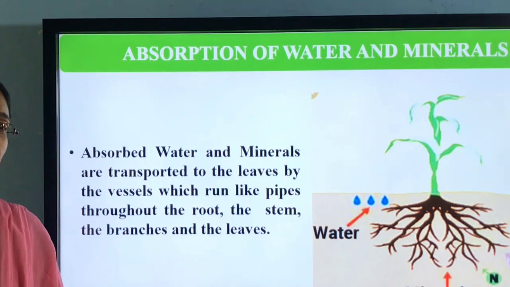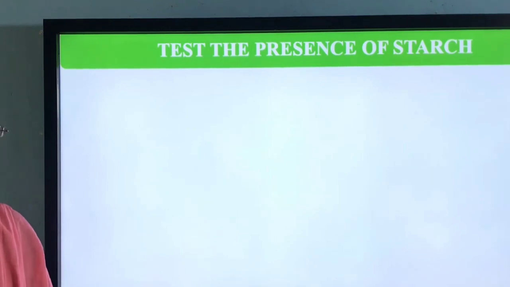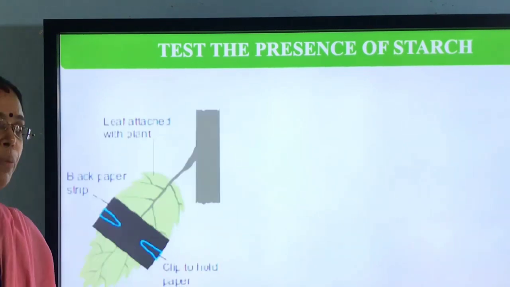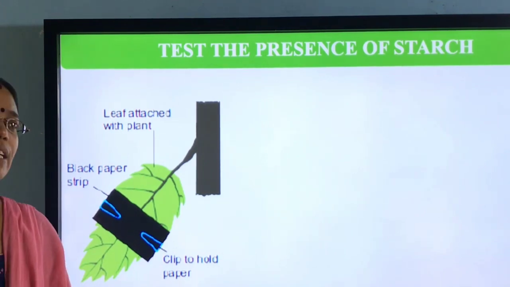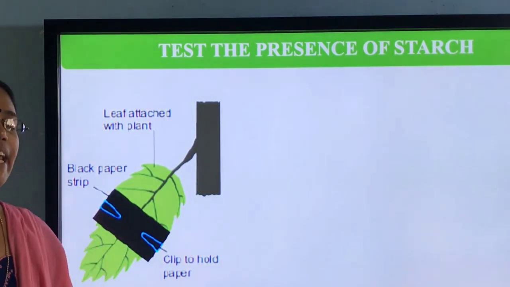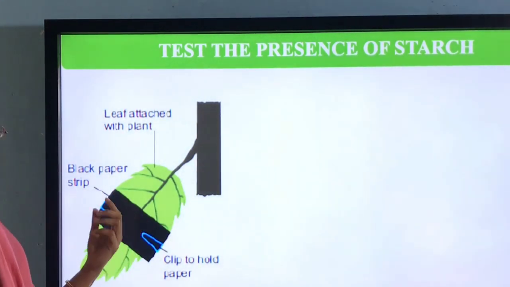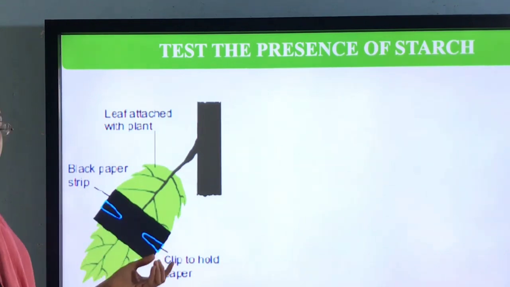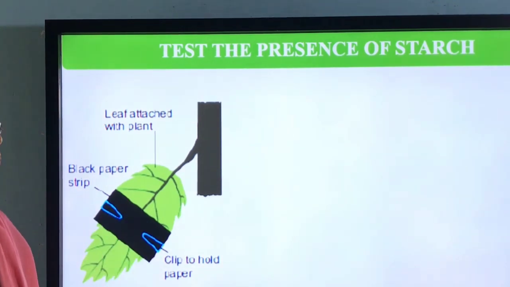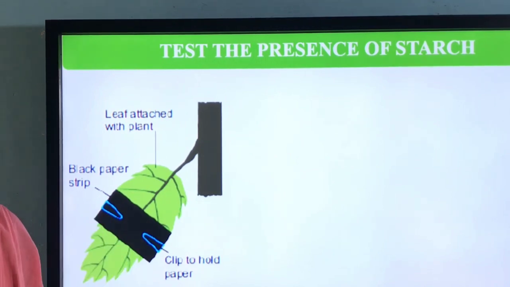Now, how can you know that during the photosynthesis process, the plant produces starch? For this, we can perform a simple activity. For this activity, you need a healthy plant. From the plant, you can select any one leaf and cover the middle part of the leaf with a black strip of paper with the help of paper clips. Then you leave this plant in the sunlight for 3 to 4 days.